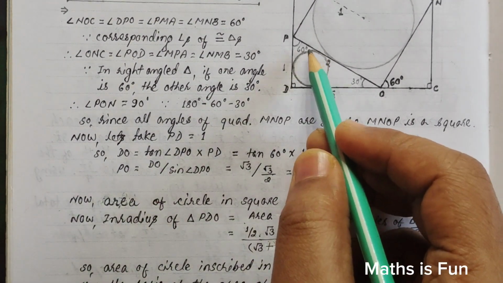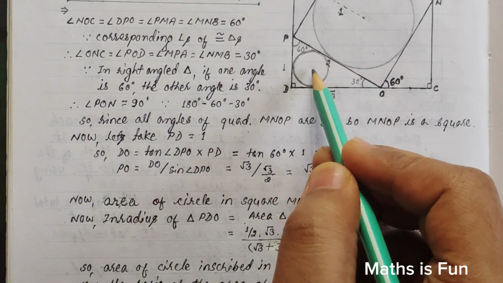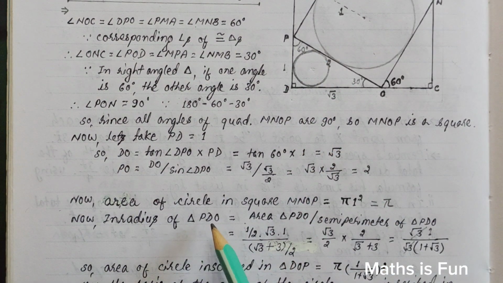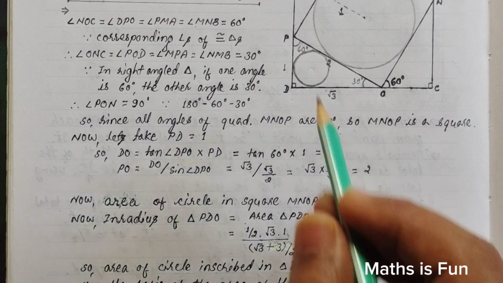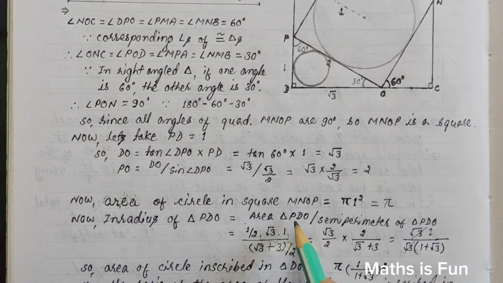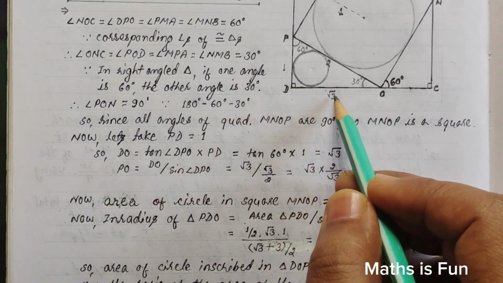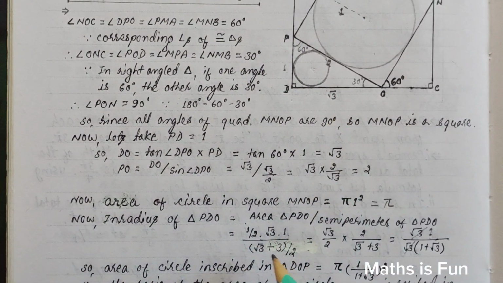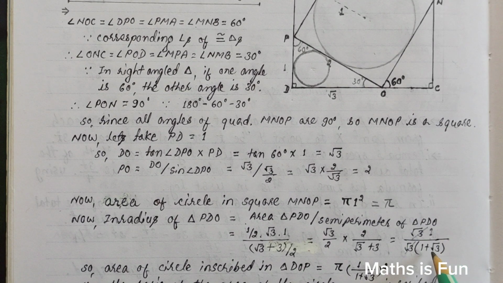Now we'll find out the inradius of this triangle. That means we are going to find out the radius of the smaller circle. The inradius of triangle PDO is given by the area of triangle PDO divided by the semi perimeter of this triangle. The area of triangle PDO is given by half multiplied by base multiplied by height. So we have a base as root 3 and height as 1. So we get this, and then we get the perimeter. So the semi perimeter is root 3 plus 3 divided by 2. So this comes out to 1 over 1 plus root 3.